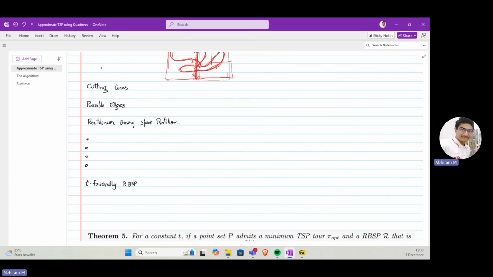So now to do this, let's get into some definitions. What are the cutting lines? The cutting lines is going to be script L of P. Given the points in P, we want to find the cutting lines, and this is going to be the set of all vertical and horizontal lines that pass through points in P.